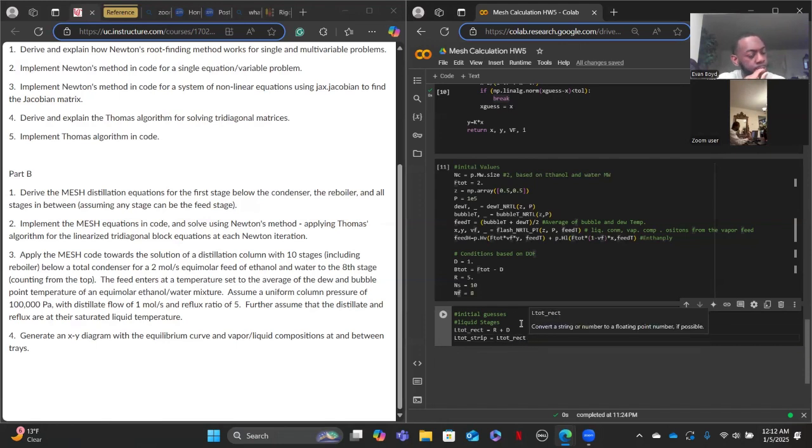Plus our feed coming in, our F total coming in from the feed. So this will be multiplied by 1 minus our vapor feed composition coming in from our feed. So this will give us our liquid. So 1 minus our vapor feed composition will give us our liquid feed composition. So we multiply that by the total amount of feed coming in.